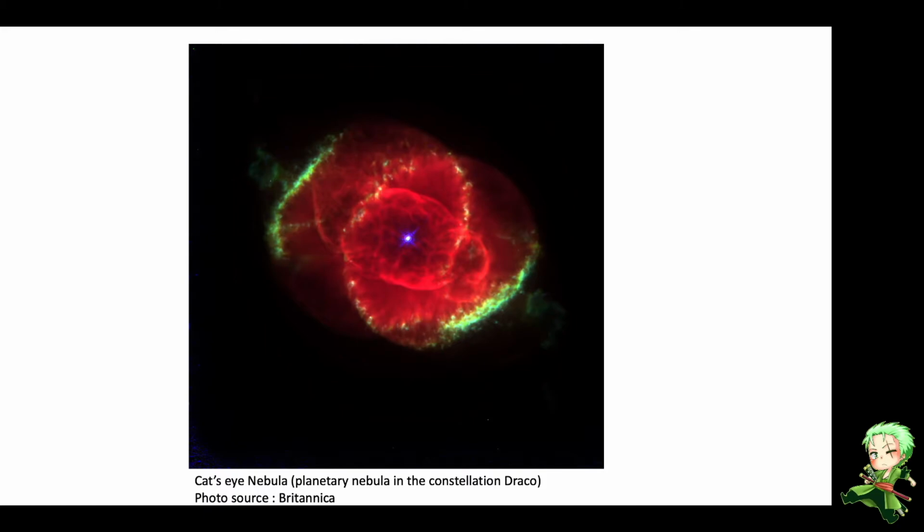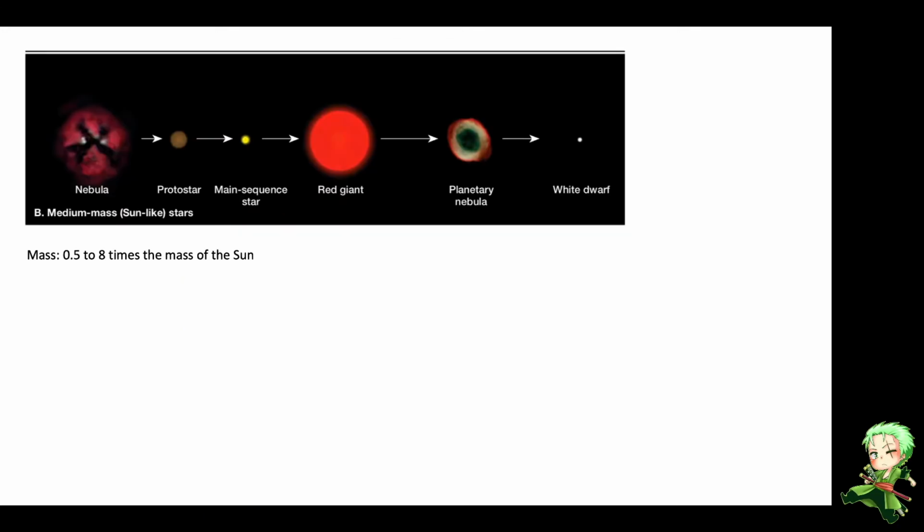That was the case for the medium mass stars such as our sun. So our sun will follow this process in its evolution. So one thing to note also is that the creation of a planetary nebula, as you can see, is different from what we call supernovae. So this is not the same with supernovae.